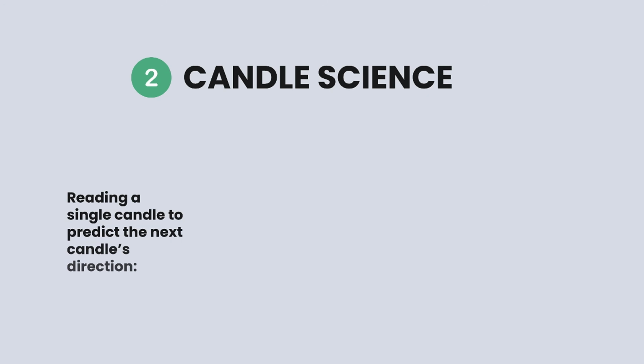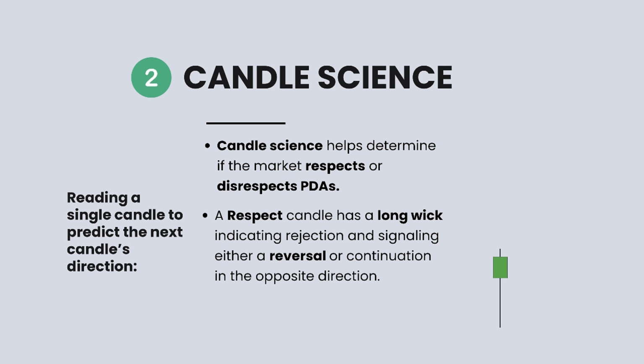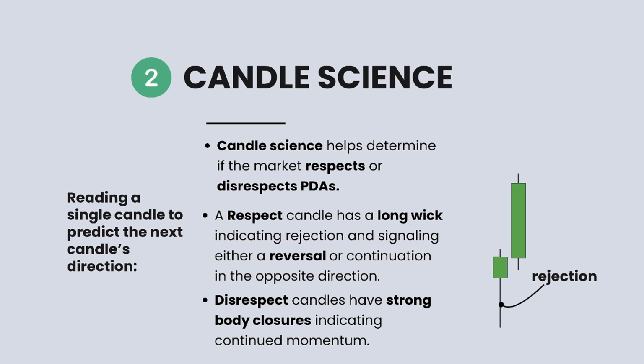Candle science, or candlestick logic, involves reading a single candle to predict the next candle's direction. Once you've marked your PD arrays, candle science helps determine if the market respects or disrespects these areas. A respect candle has a long wick indicating rejection and signaling either a reversal or continuation in the opposite direction. Disrespect candles have strong body closures indicating continued momentum. Importantly, focus only on PD arrays, not random areas, to maintain accuracy. Let's demonstrate this clearly in the charts.